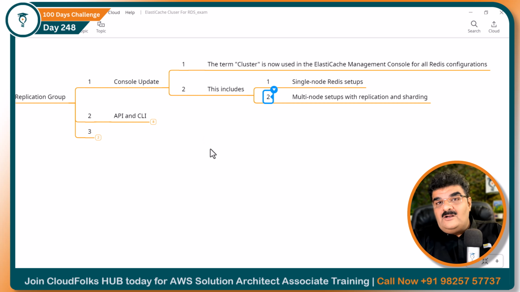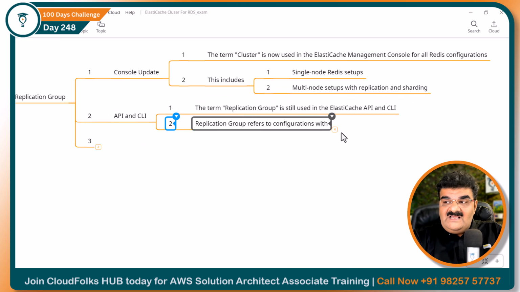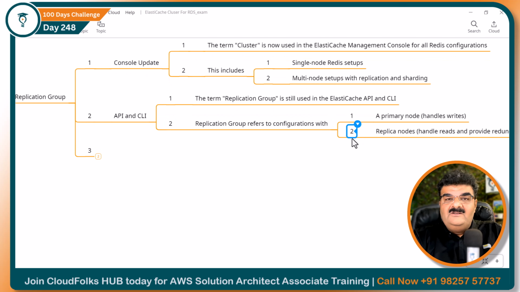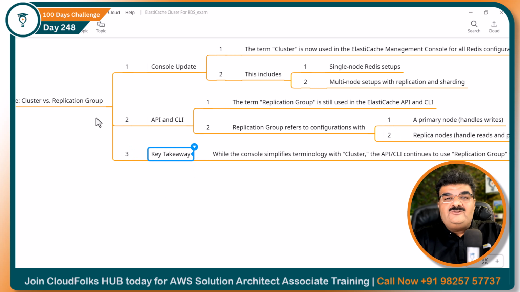Now, if you are going to set up the same ElastiCache cluster from API or command line, here they are using the word replication group, right? Replication group refers to the configuration with primary node and replica node. So specifically, the term cluster, they are using when you use the console, and the term replication group, they are using when you are actually going to create an ElastiCache environment using API or CLI.